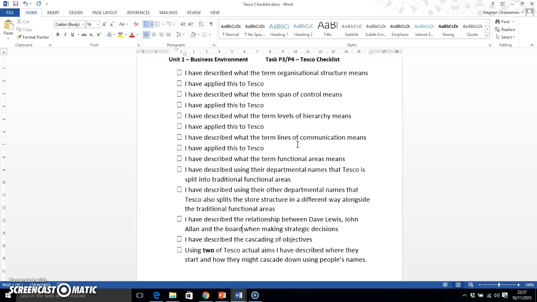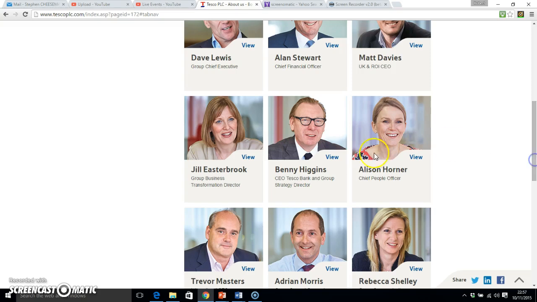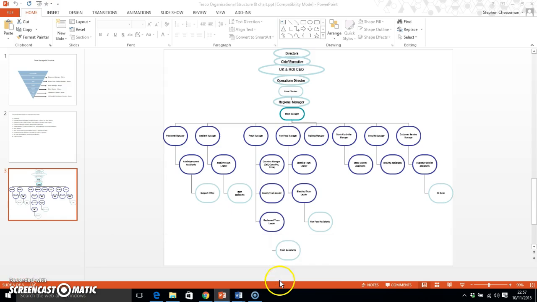Next thing, you should be talking about functional areas. So once you've described what a functional area is, you should be saying that Tesco's has got some traditional functional areas, such as finance, Chief Financial Officer Alan Stewart, people or human resources with Alison, customer services with Rob and Terrell. You can then have a look at the organisational chart. Can you see store manager, security manager, customer services, stock control, personnel? These are all very traditional functional area titles.